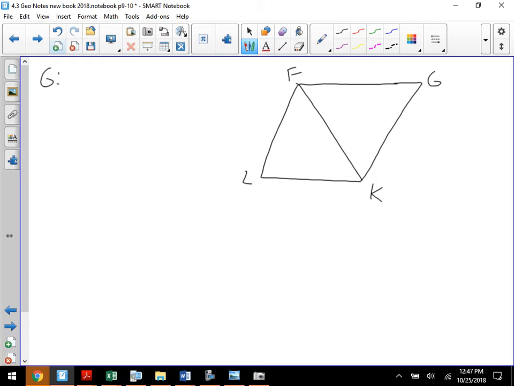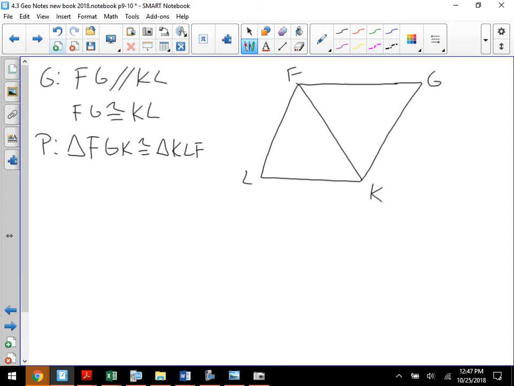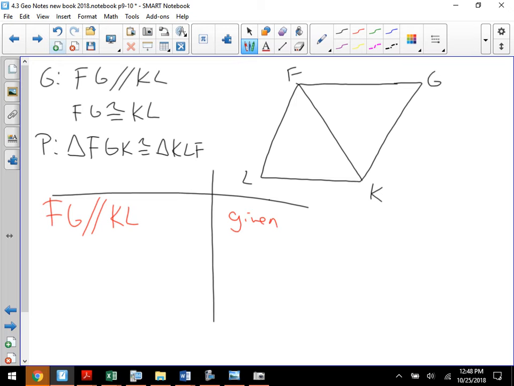All right, this one starts out that you're given FG is parallel to KL. FG is also congruent to KL. And you want to prove F, G, K, and KLF. So, excuse me. Guess what we're going to do first? Our given. I know. That was a tough one. I know. Drawing your arrows. Trace.